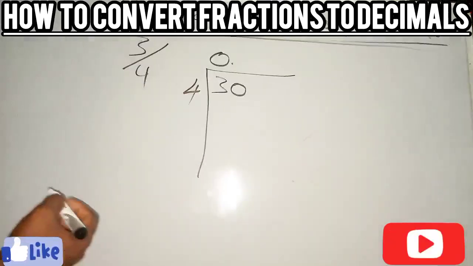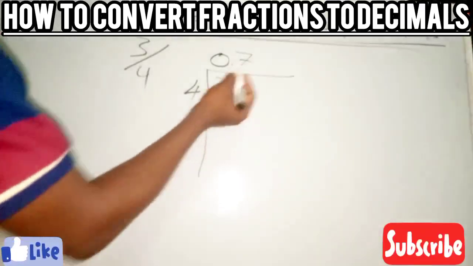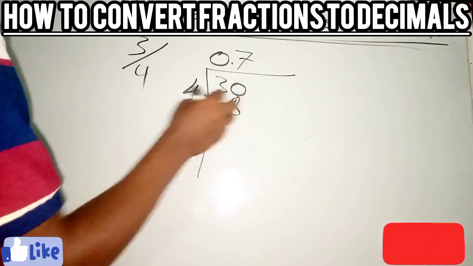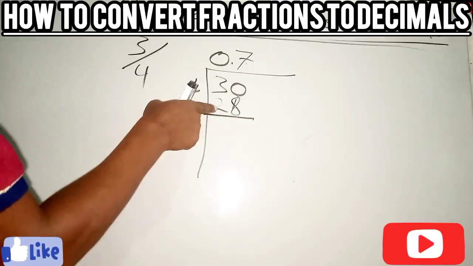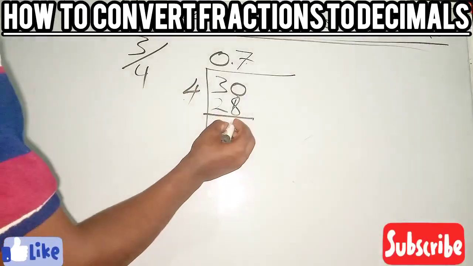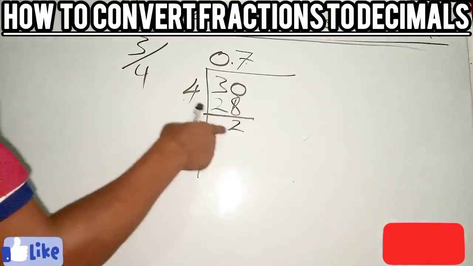4 can go into 30. How many times? 7 times. So you have your 7 here. 7 times 4 will give you 28. Okay. Now you subtract this from this. When you subtract 28 from 30, you'll be having what? 2.